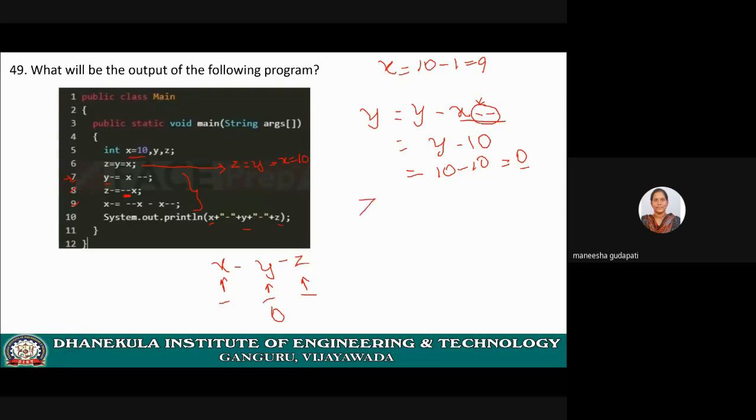Next, what about z? z equal to z minus minus x. So whenever you see pre-decrement, what you have to do? First, you need to decrement the value. After decrementing the value, then you have to substitute the value here. And what is the z value? We have z value as 10 now. So 10 minus 8. So what is the answer? In place of z, we will get 2.